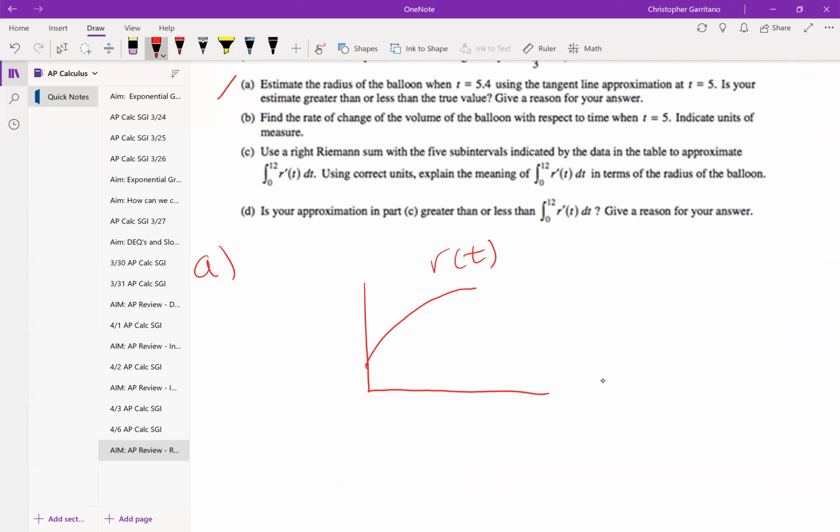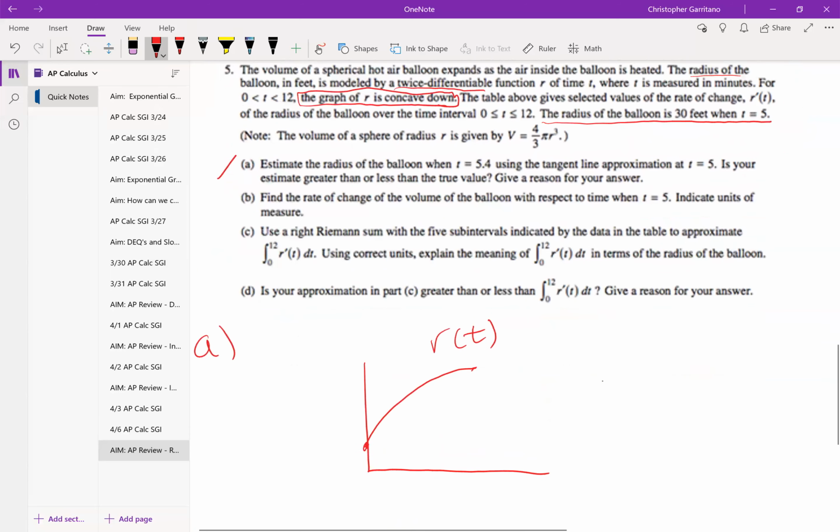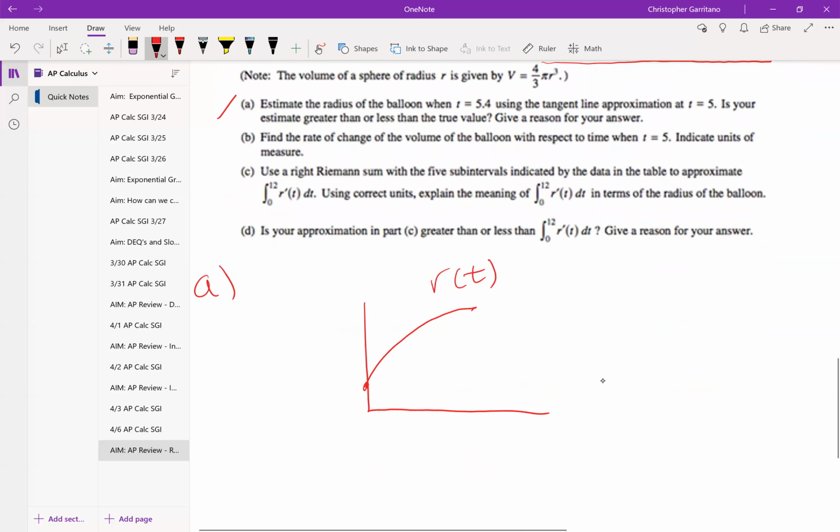So now I know that the curve kind of looks like this. Right? I know that the curve of radius is concave down, and I know that the slopes go from 5.7 to 0.5. So I know that it starts increasing pretty quickly, and then it starts to kind of flatten out. All right, so here's 0, here's 12, this is time, and this is the radius at any particular time.